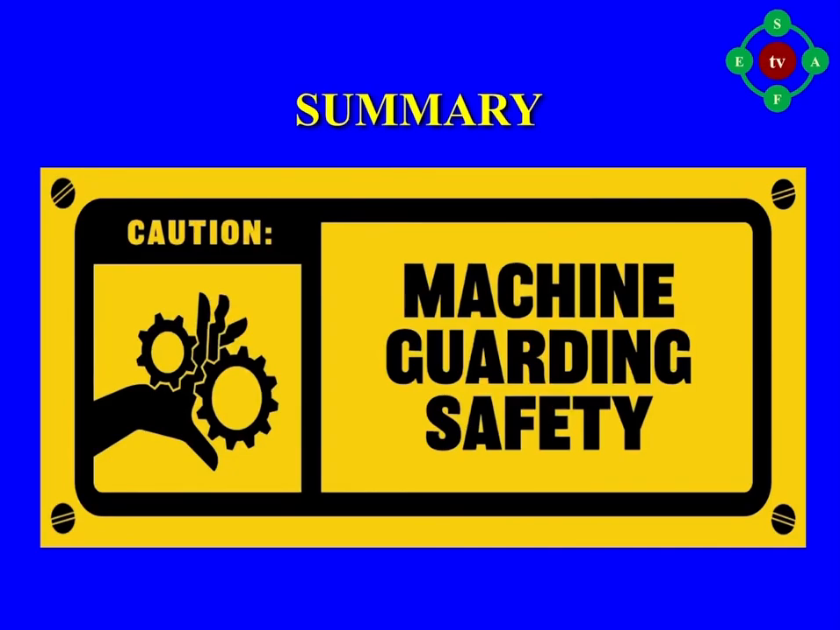Summary. Safeguards are essential for protecting workers from needless and preventable machinery-related injuries. The point of operation, as well as all parts of the machine that move while the machine is working, must be safeguarded. A good rule to remember is any machine part, function, or process which may cause injury must be safeguarded.